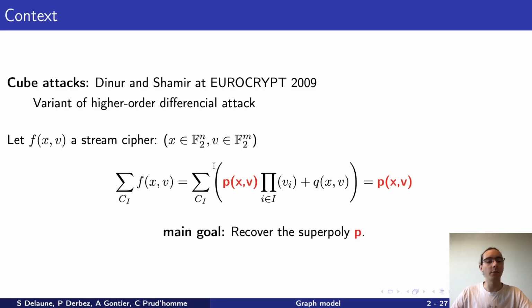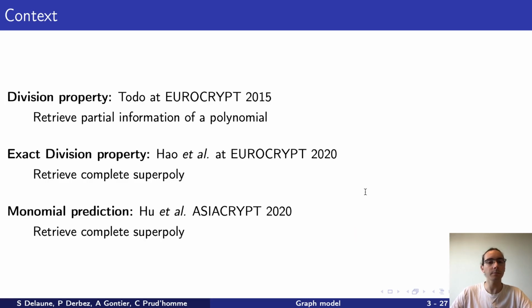First, for some context, cube attacks were introduced by Dinur and Shamir at Eurocrypt 2009 as a variant of higher-order differential attack. The idea for a stream cipher F is to compute the sum of f over all the possible values of a chosen cube, and this will reduce to a polynomial named the superpoly. So the main goal of the cube attack is to recover the superpoly.